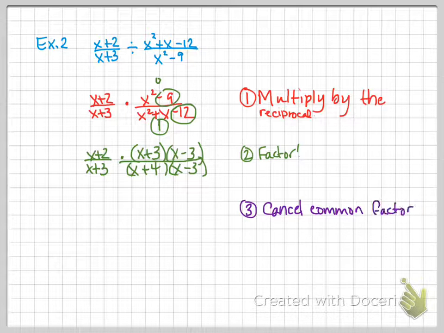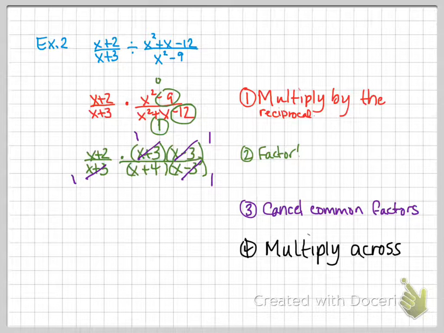Third step, cancel common factors. We can cancel x plus 3's, replace them with 1's, and we can cancel x minus 3's. As we've been doing this, notice when we look for factors to cancel, they can be in the same fraction or they can be in different fractions. What's important is that we are canceling a factor in the denominator with something in the numerator. Now we're left with an x plus 2 in the numerator and an x plus 4 in the denominator. So multiply across, and we are left with x plus 2 times a bunch of 1's over x plus 4 times a bunch of 1's, or x plus 2 over x plus 4.